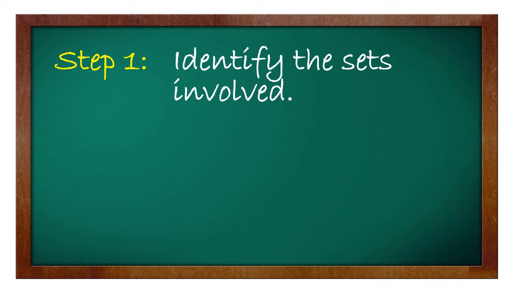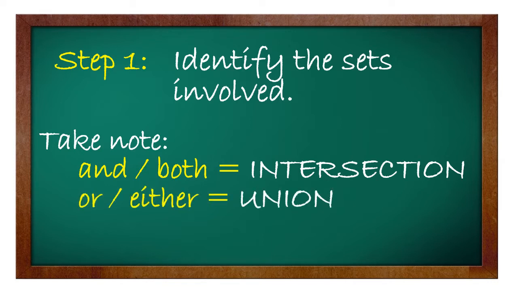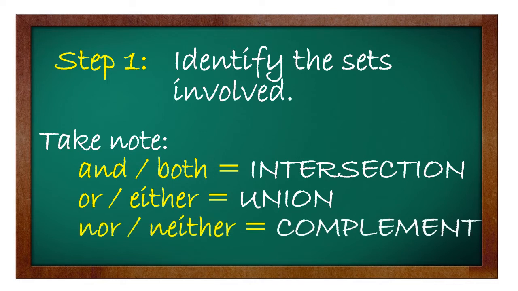Ibig sabihin, kailangan muna natin i-list down yung mga sets na tinutukoy sa problem. So therefore, we have to take note of the following keywords para masulat natin yung mga sets sa problem. Kapag and or both ang nakita natin sa problem, ibig sabihin intersection. Kapag naman or, either, ibig sabihin union. At kapag nor or neither, ibig sabihin complement.